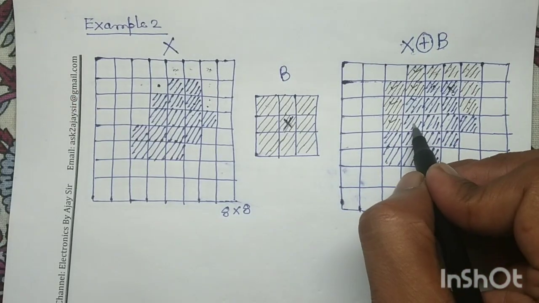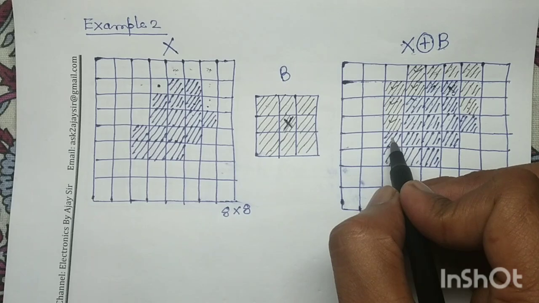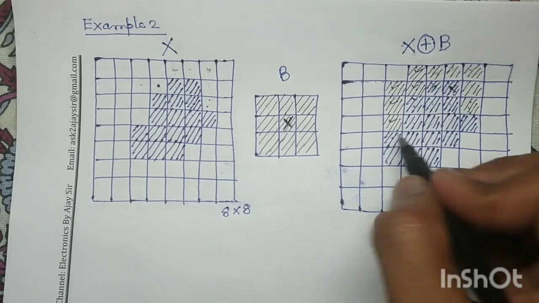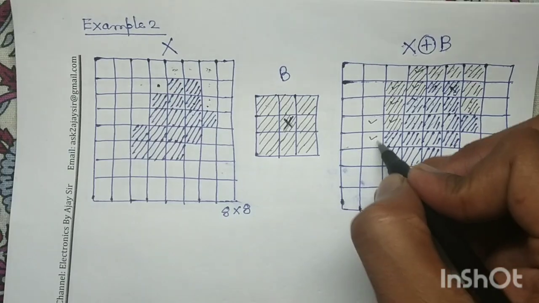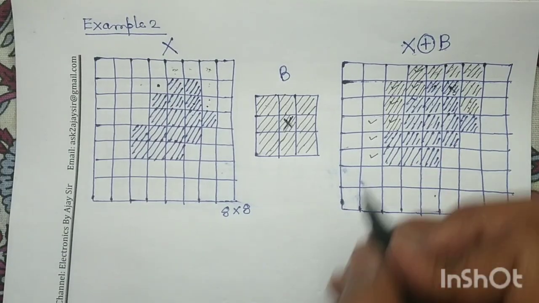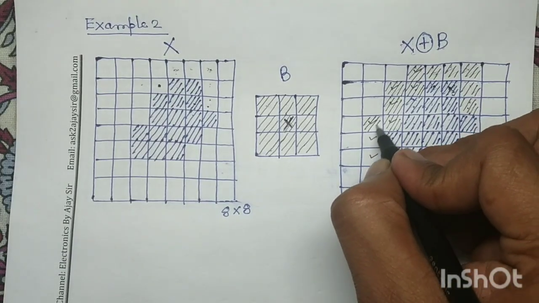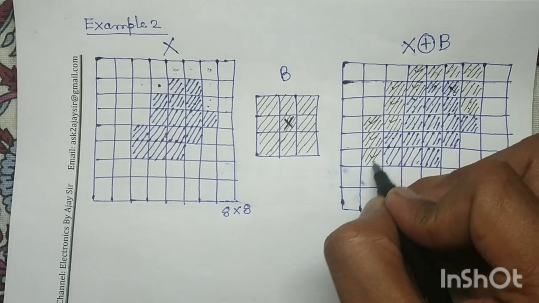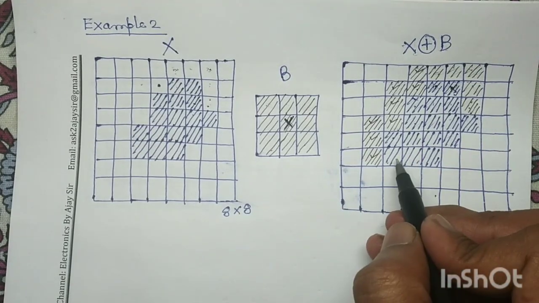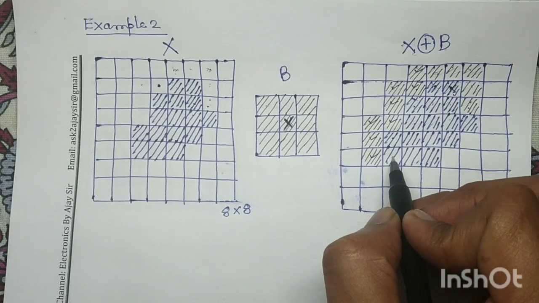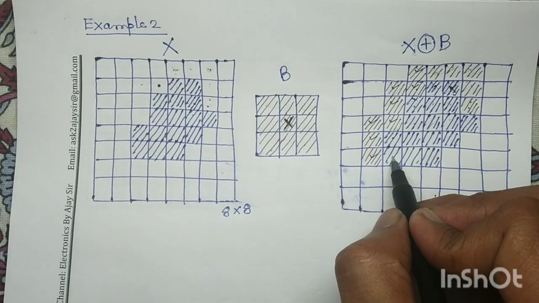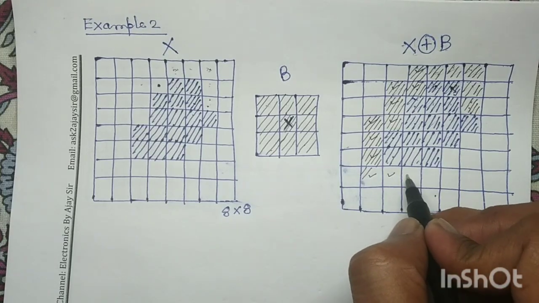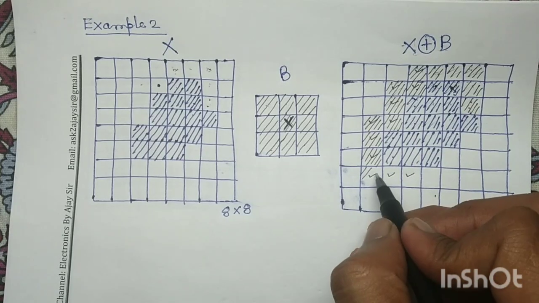Next, if you put the center of the structuring element at this point, so this pixel and this pixel, it becomes logic 1. Similarly, if you put the center of the structuring element at this point, this pixel and this pixel, it becomes logic 1.